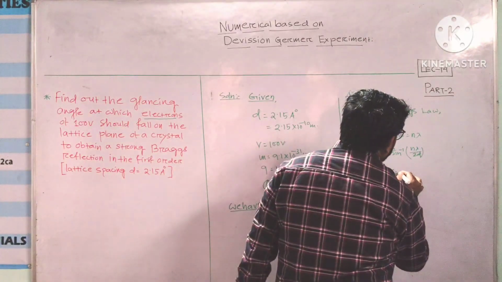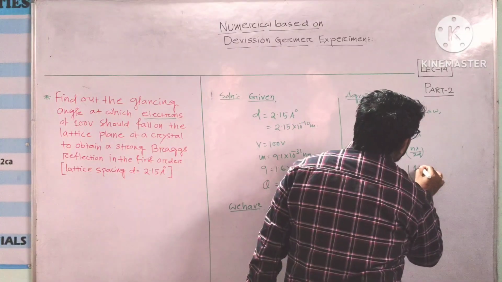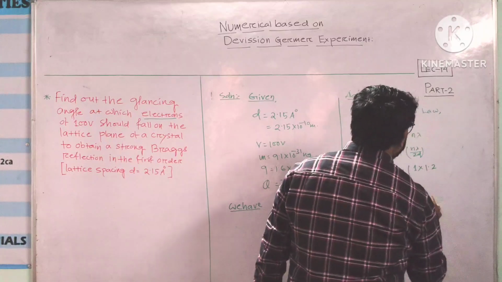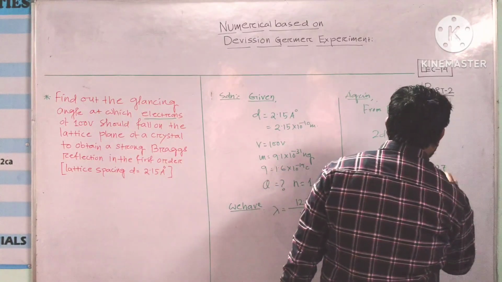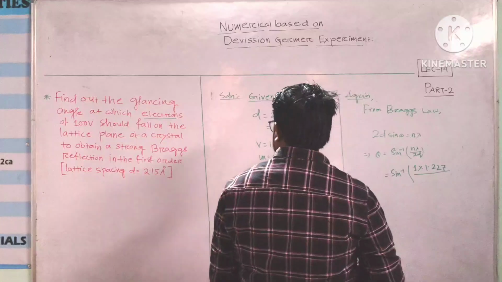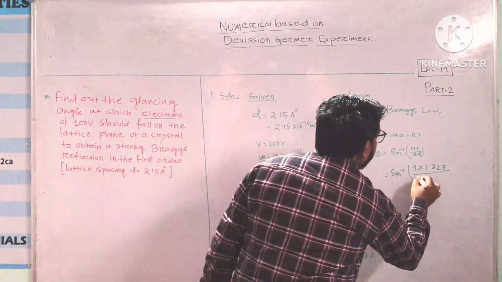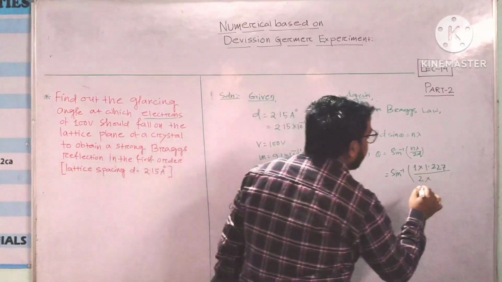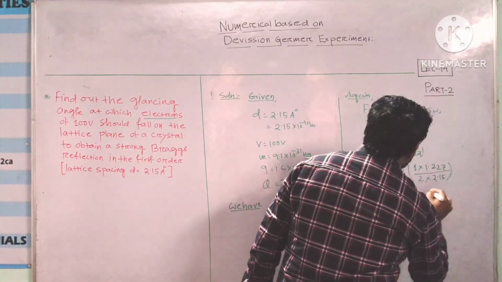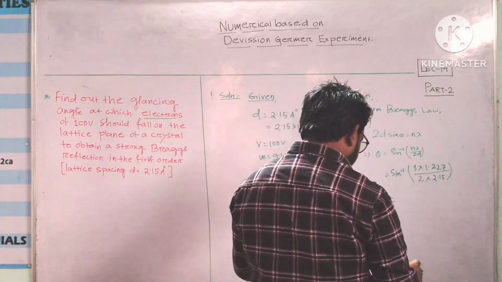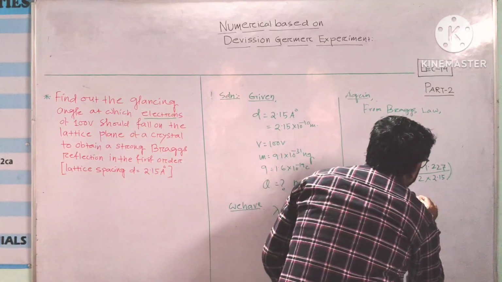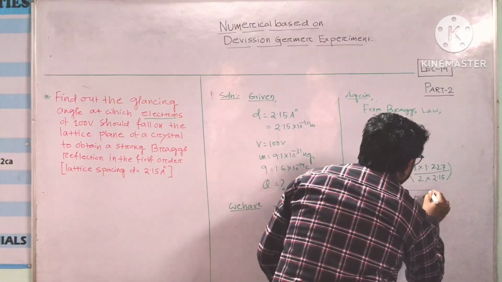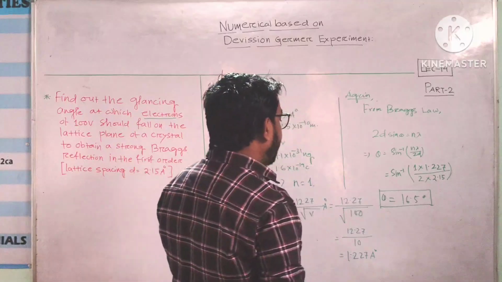Now, in sin inverse, the value of n equal 1 and lambda equal 1.227, divided by 2 into the d spacing distance, which is d equal to 2.15 angstrom. After solving this part, we will get 16.5 degree. So our required glancing angle is theta equal 16.5 degree.